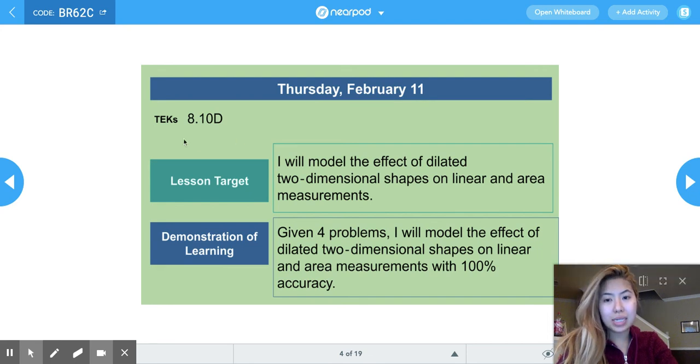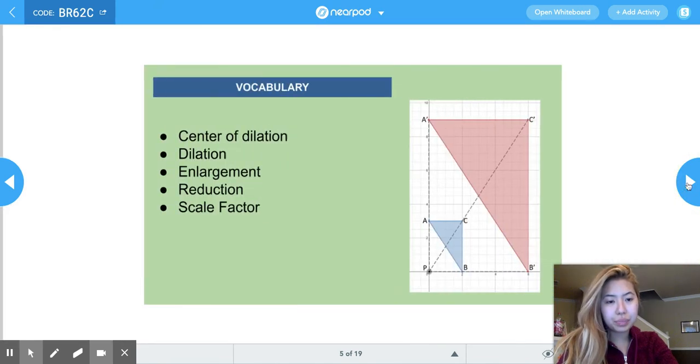Our TEK is 8.10d. Our lesson target is that we will model the effect of dilated two-dimensional shapes on linear and area measurements, so perimeter and area measurements. We have a 4-question DOL at the end.